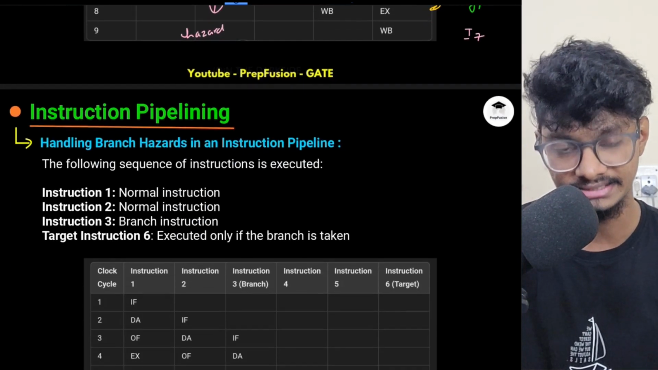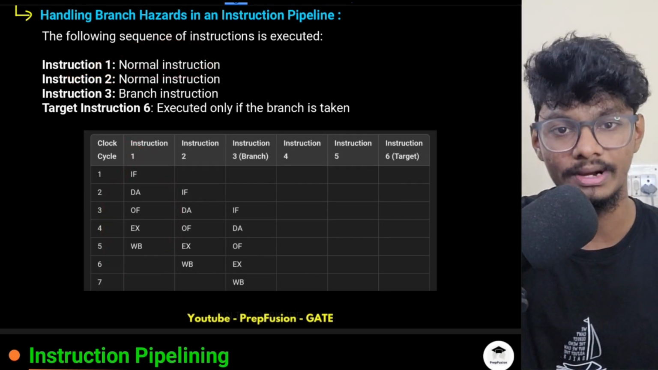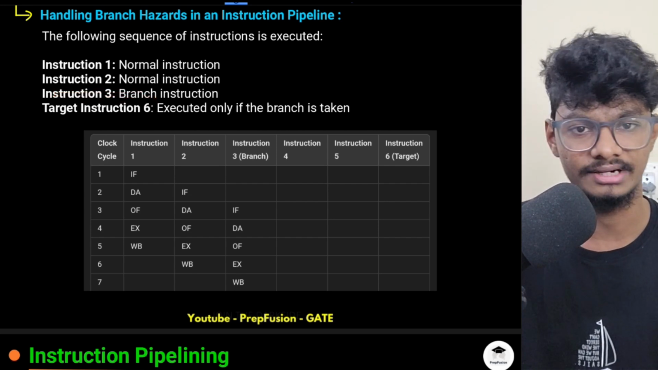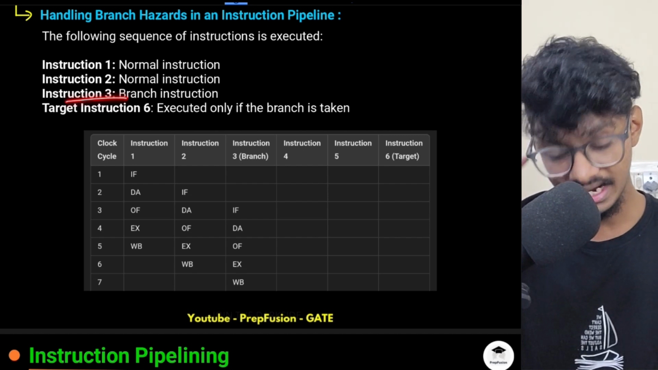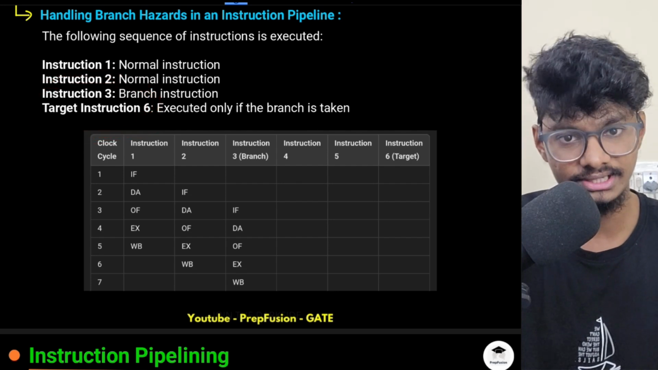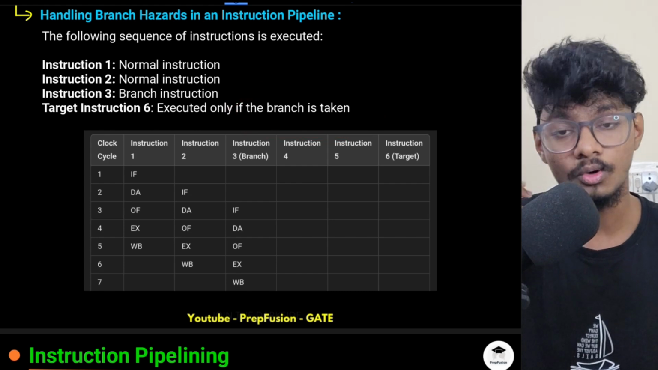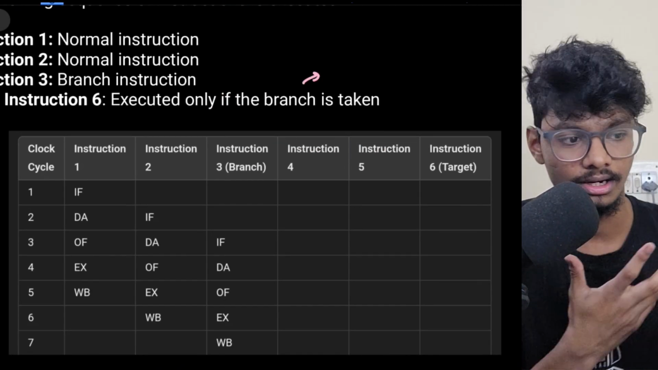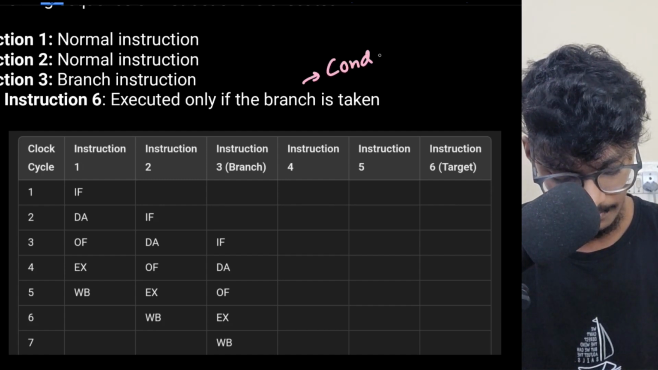First, let's understand this hazard more. Instruction I1 is a normal instruction. No worries about that. It's a normal add operation, independent. Instruction I2 is also a normal operation, a subtract of 2 register values on a memory location. Instruction I3 is a branch type instruction. Let's say its target instruction is 6, but it will be executed only if the branch is taken, that is, only if the condition is true. There will be some condition associated with the branch, like if I equals 1 or I equals 0, something like that.